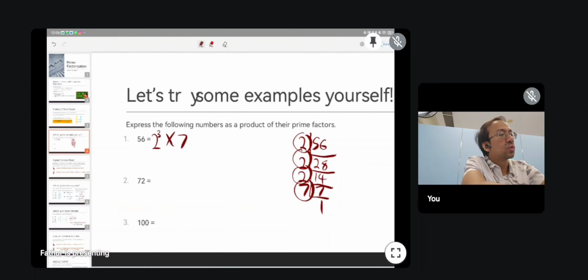Okay? Now 72. So 72, same thing as well. Divide by 2, I get 36.